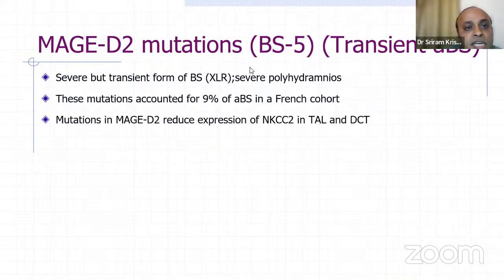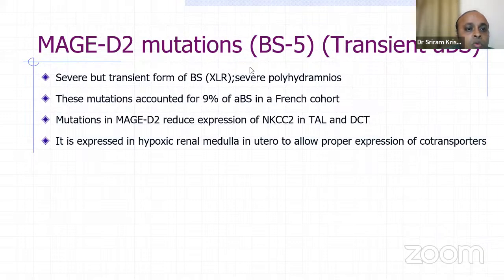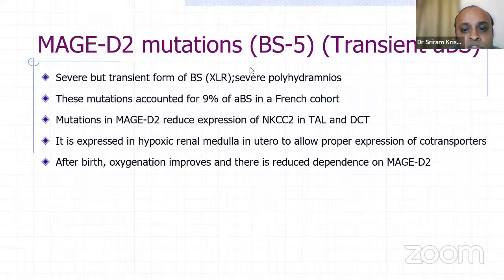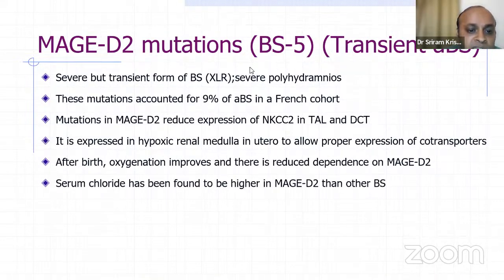Mutations in this gene actually reduce the expression of the NKCC2 in the TAL as well as the DCT. So why with this MAGE-D2 mutation you actually outgrow it is because it is expressed in the hypoxic renal medulla in utero. And after birth, when the oxygenation improves, there is reduced dependence on the MAGE-D2.